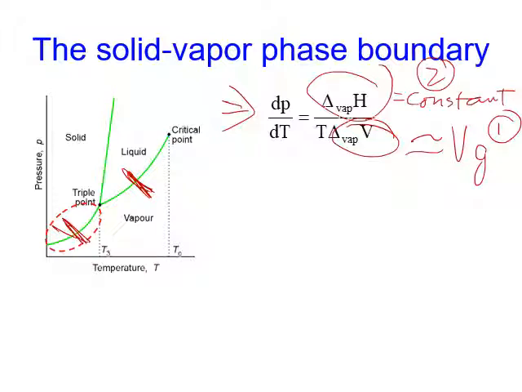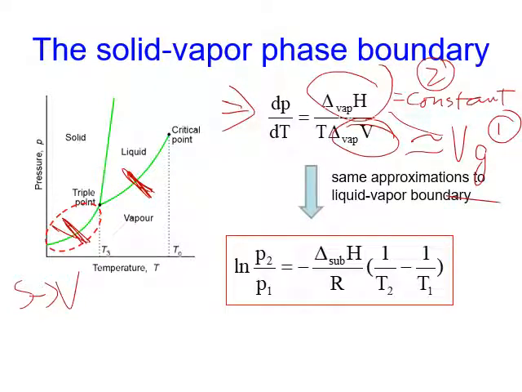The answer is yes, because from solid to vapor phase, the volume change can be approximated by the volume of the gas, because the solid volume is very small compared to the gas phase, and the delta H can be considered a constant. Therefore this equation also applies to the solid vapor phase boundary. The only difference is the vaporization enthalpy is replaced by the sublimation enthalpy from solid to the vapor phase.